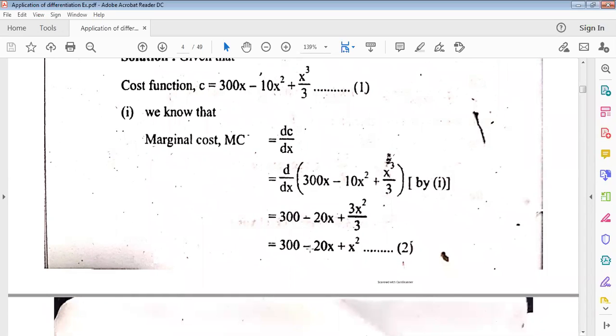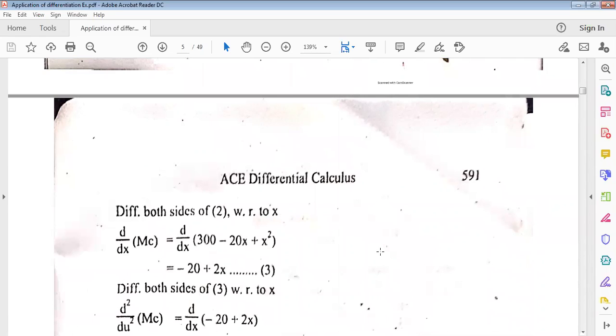Now 300 minus 20x plus 3x squared. This is the marginal cost. MC equals equation number 2. Now we have to minimize this marginal cost. Now differentiating equation 2 with respect to x, d/dx of MC, taking d/dx on both sides.